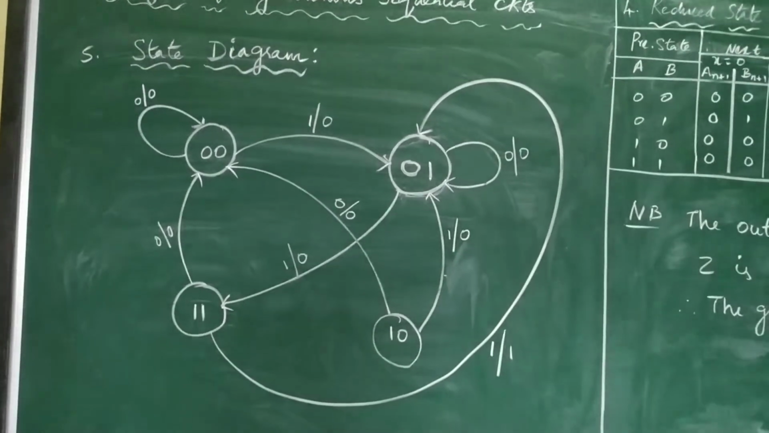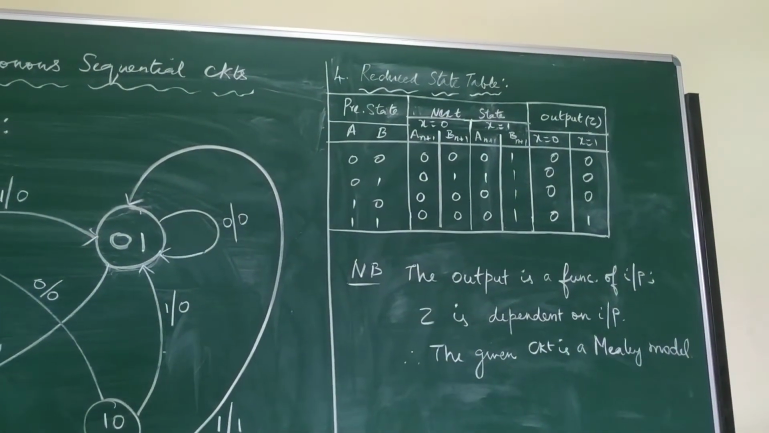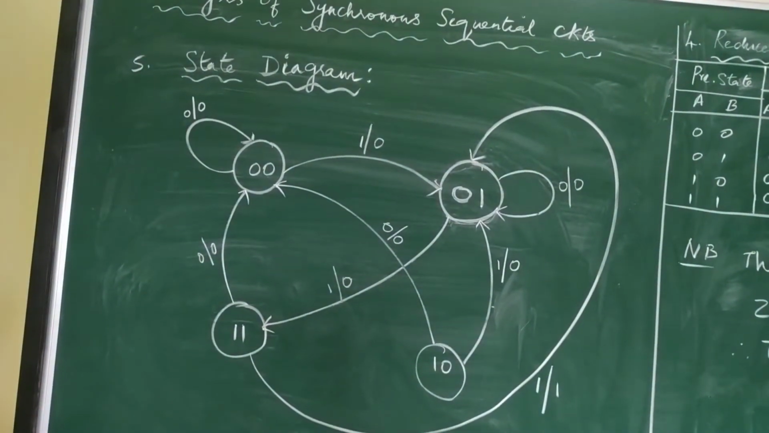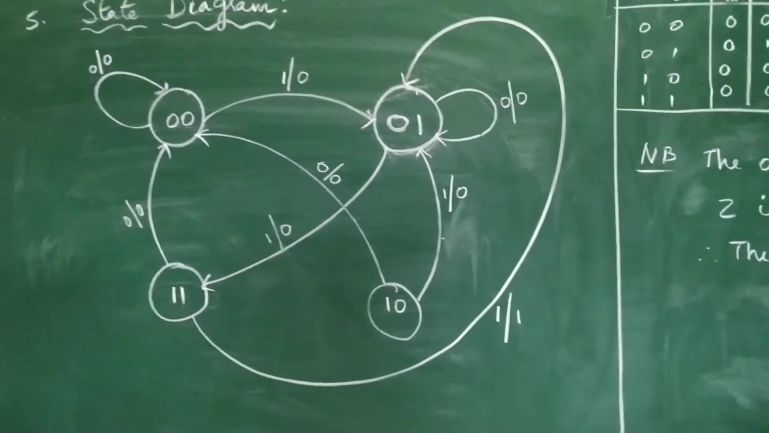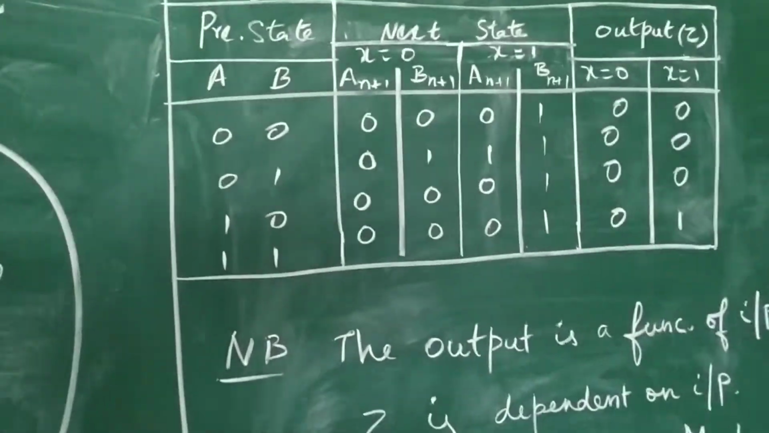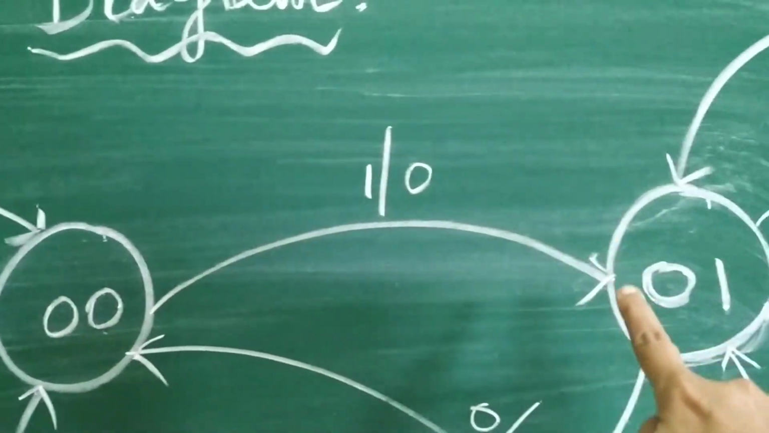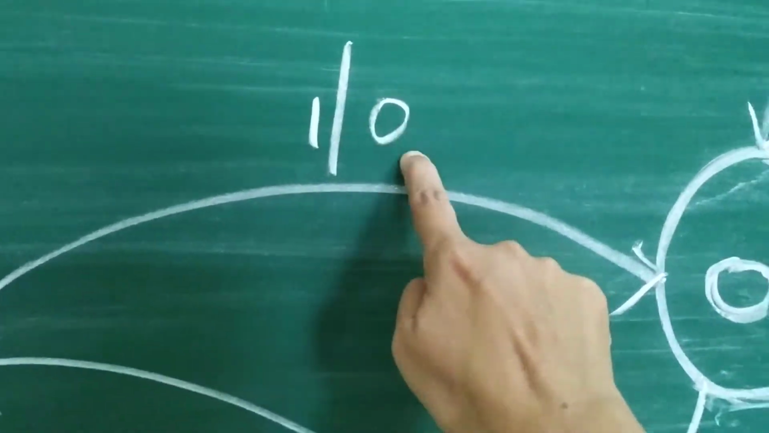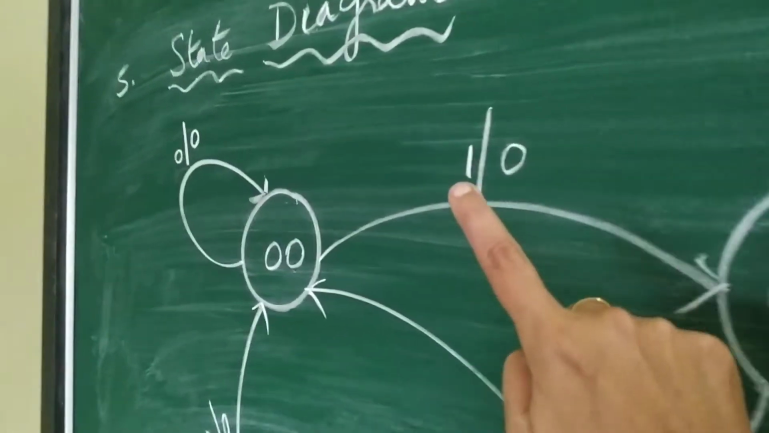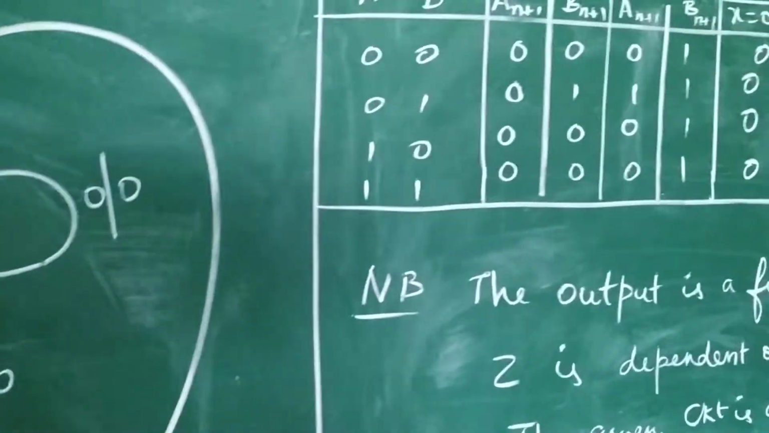And then next, from 0, 0 for x equal to 1, it goes to the next state 0, 1. So you can see here an arrow from 0, 0 to the next state 0, 1. For that, what is the input? X is the input, x is 1. So from 0, 0 it goes to 0, 1. Input is 1, and for x equal to 1 what is the output? It is 0. So write 1 slash 0. So the first one is done.